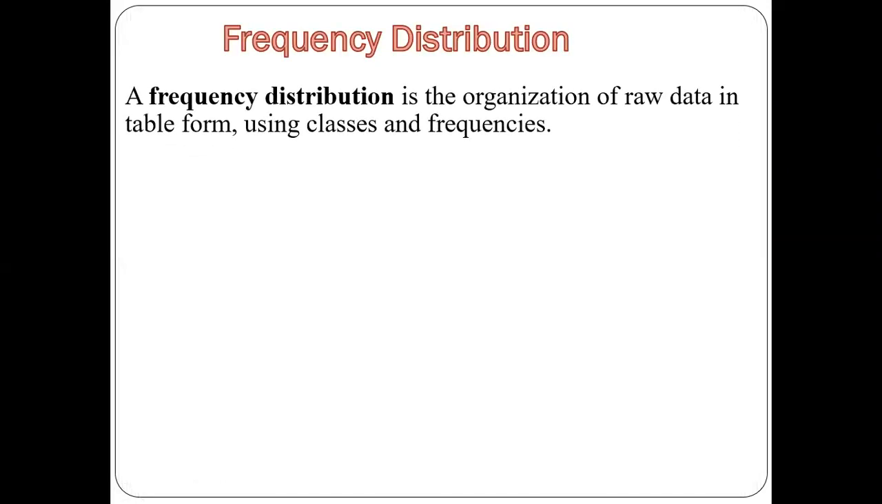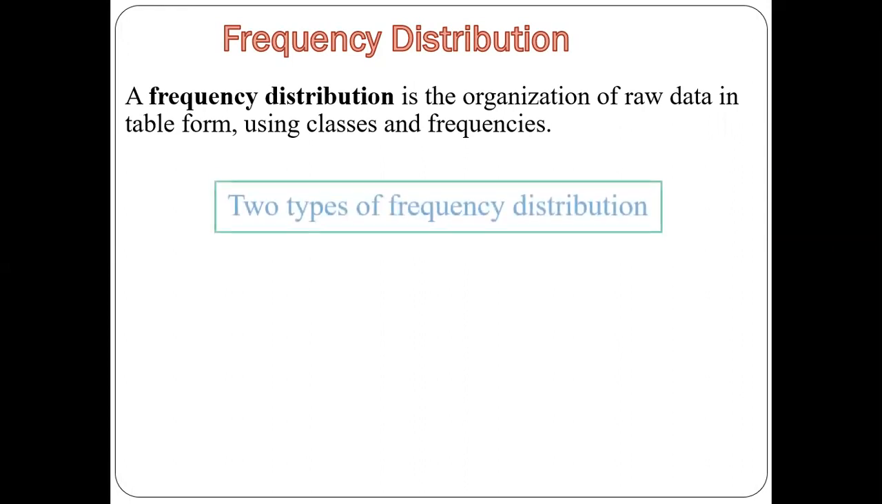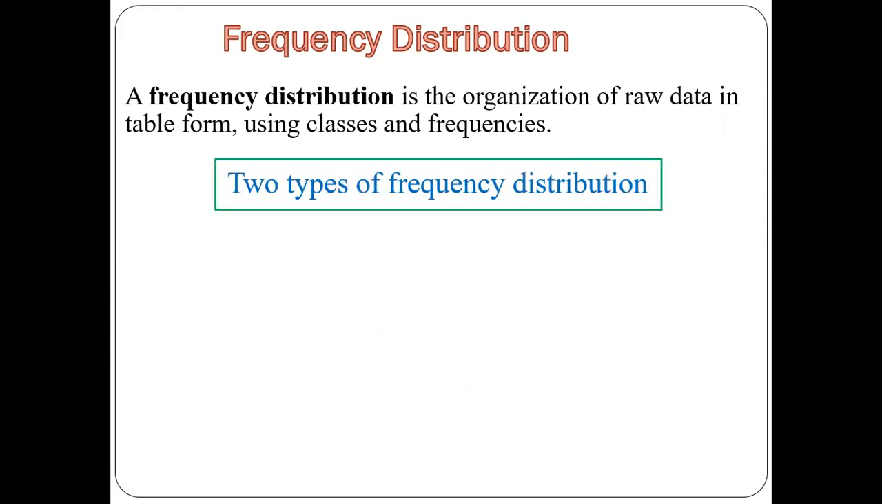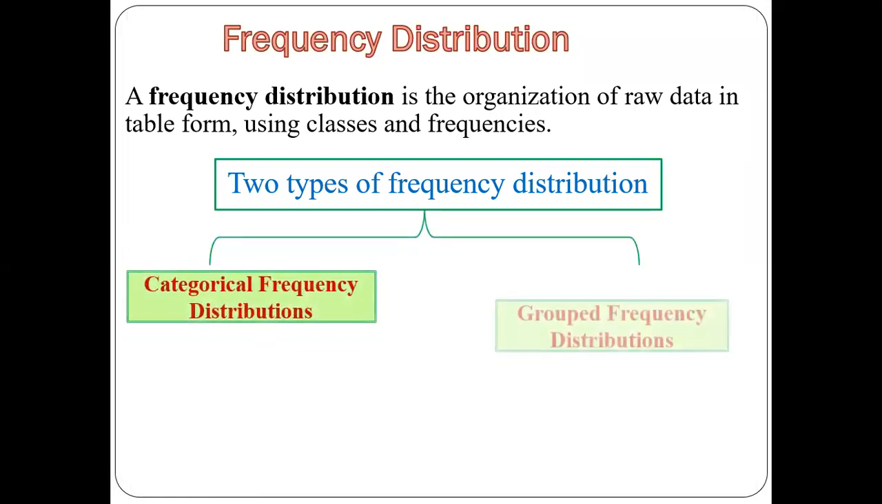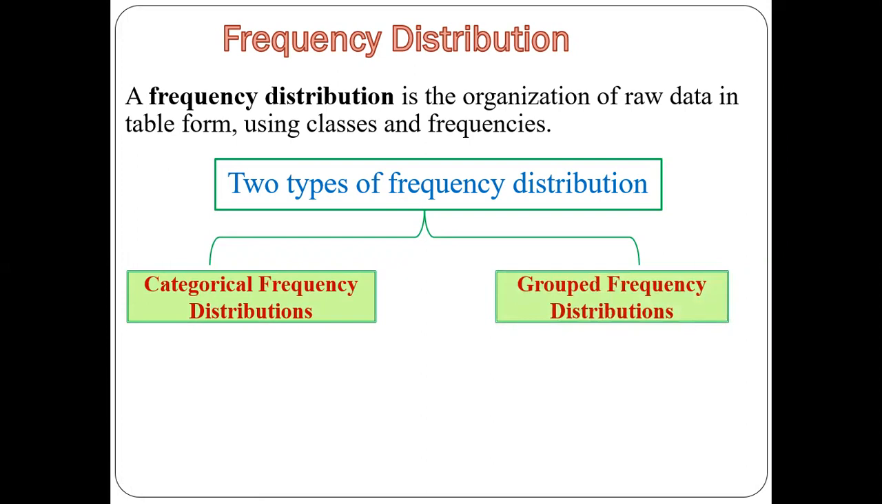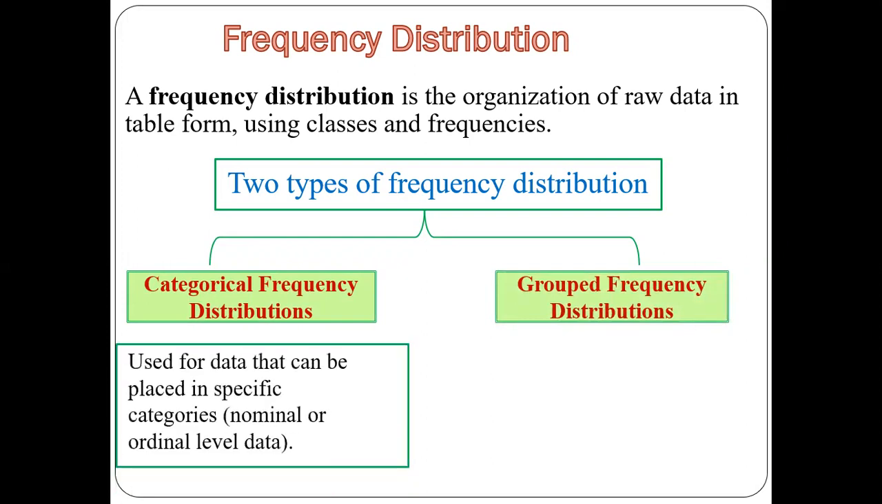The frequency distribution is the organization of raw data in a table form using classes and frequencies. We have two different types of frequency distribution: the categorical frequency distribution and the group frequency distribution. Categorical frequency distribution is used for data that can be placed in a specific category.